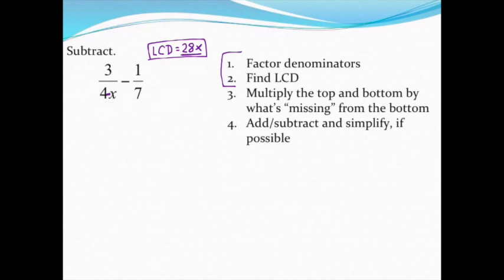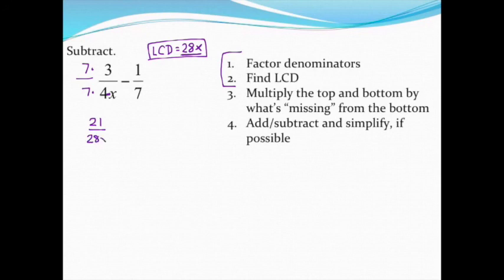To turn 4x into 28x, I need to multiply that by 7. 7 times 4x will give me 28x. However, you can't just multiply the bottom by 7, you have to multiply the top by the same thing. The reason I'm allowed to do that is because 7 over 7 is really just a 1, and multiplying a number by 1 does not change anything. So let's go ahead and do that multiplication. Multiplying is easy, just multiply the numerators and denominators together. So I get 21 over 28x.